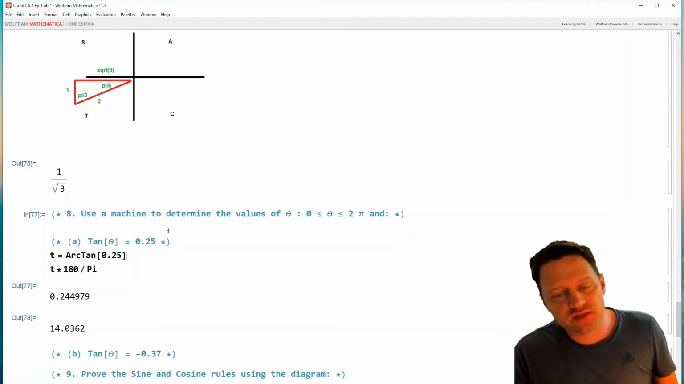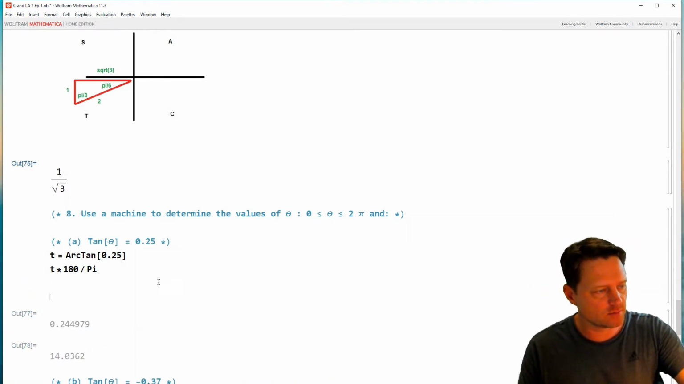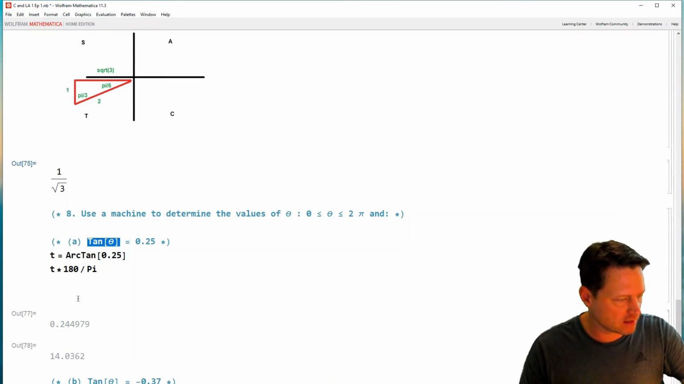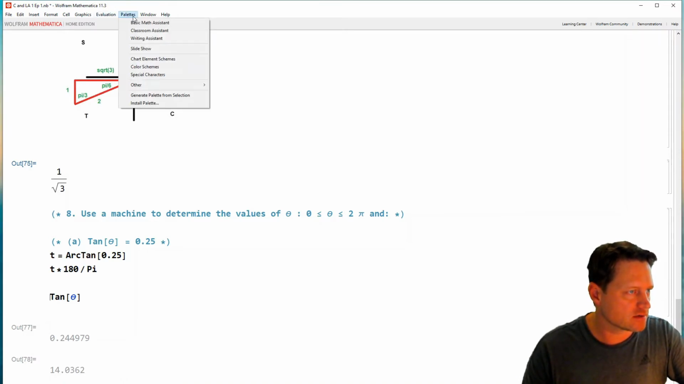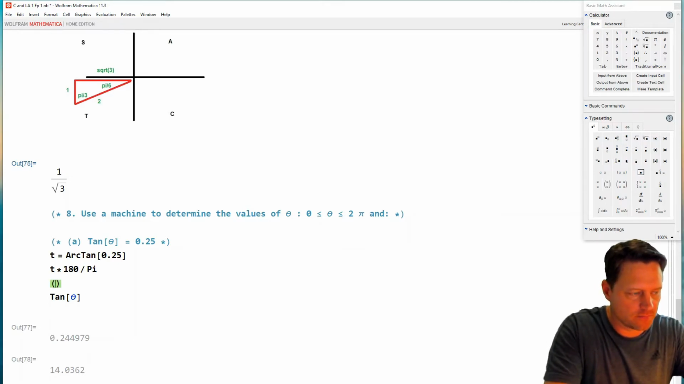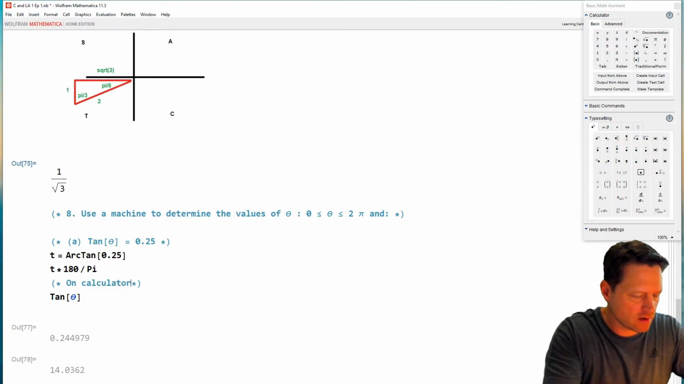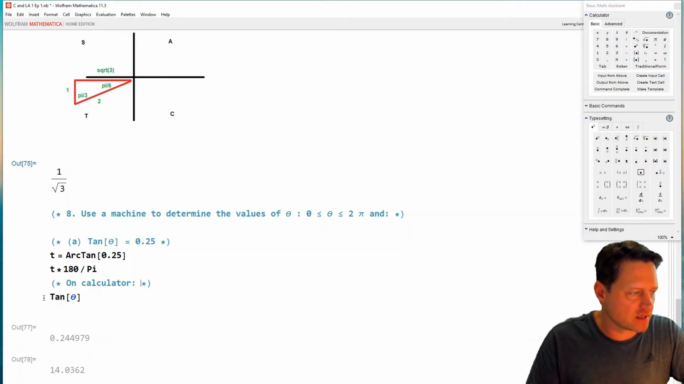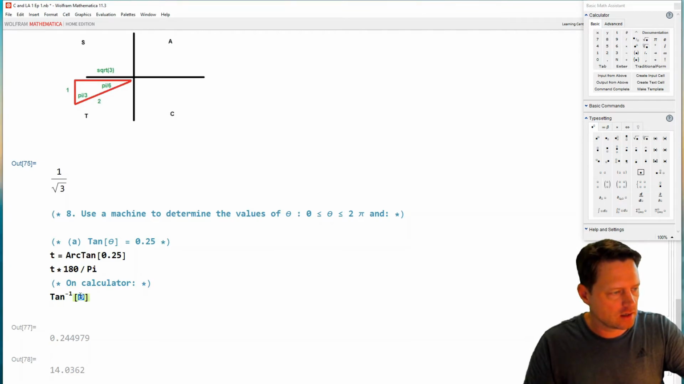But if you're working with the calculator, then the calculator has this funny symbol. I'll get the palette to represent this here, and I'll write this also on calculator. It's typically something like tan to the power of -1, and then you would put in 0.25.